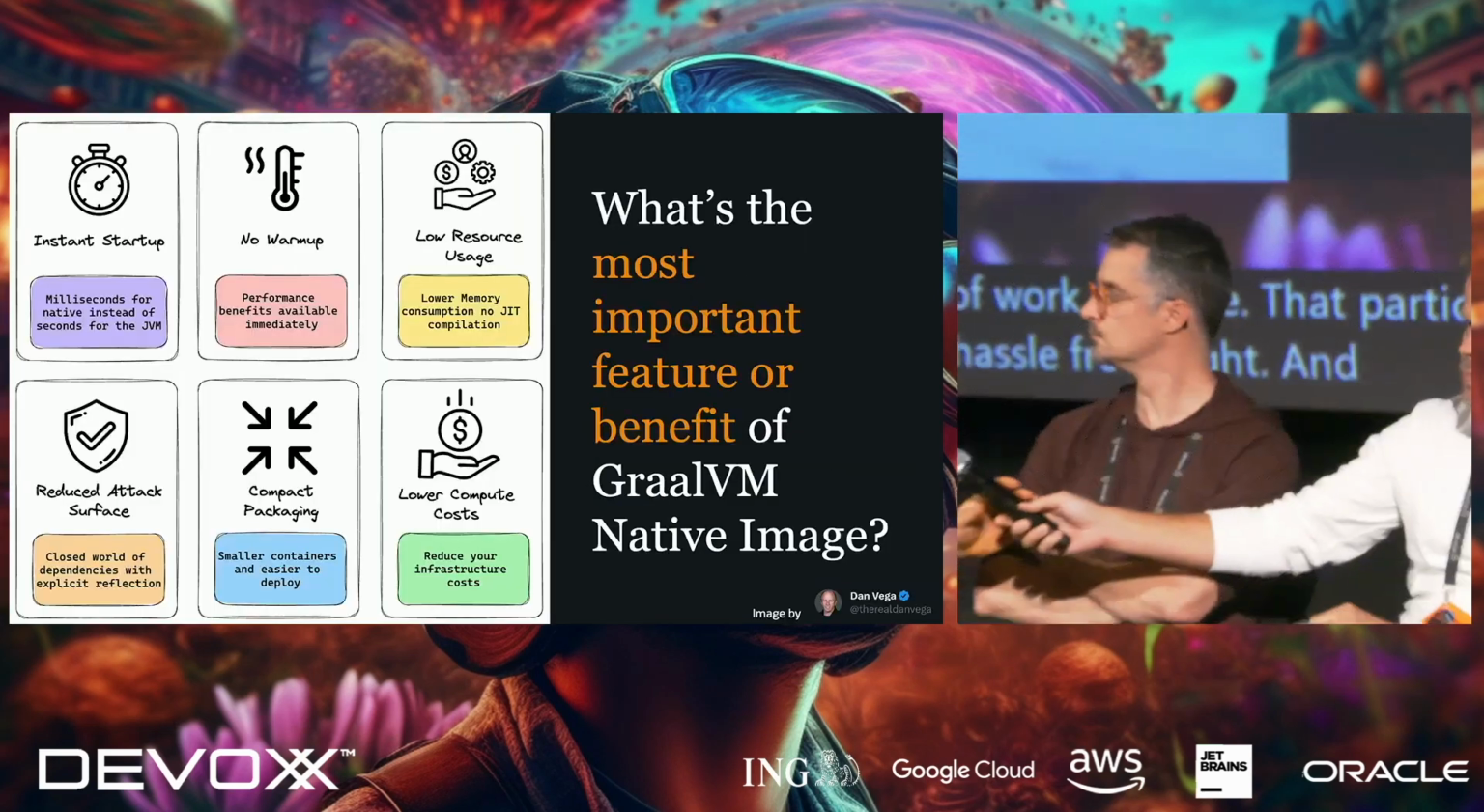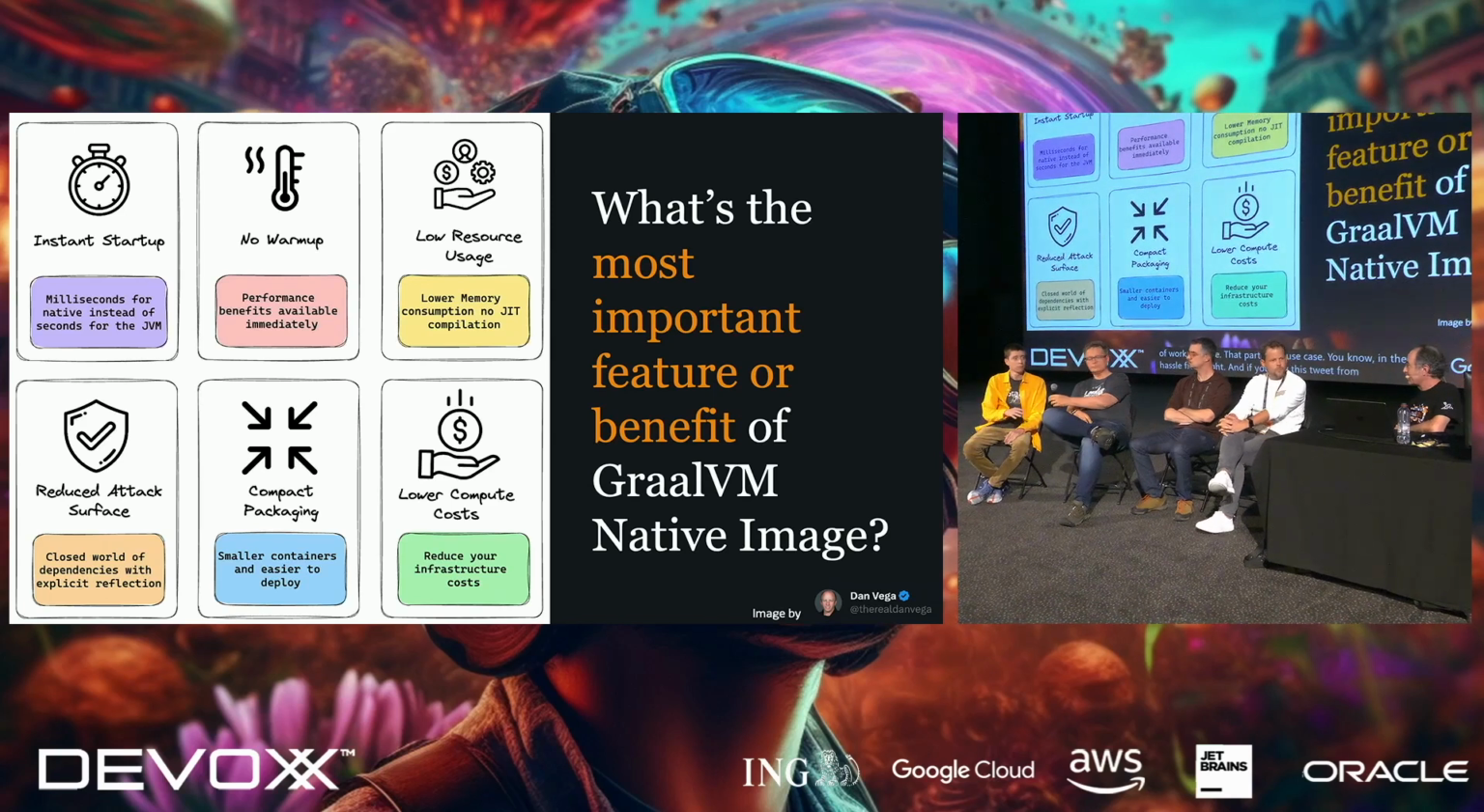Okay, let's pass it to Thomas. I don't know if you saw this tweet from Dan Vega. He listed these great things. Thomas, what's your favorite thing? I think maybe you mentioned it earlier. Of the things you can do: instant startup, no warm-up, low resource consumption, improved security, easy to package, and lower compute.